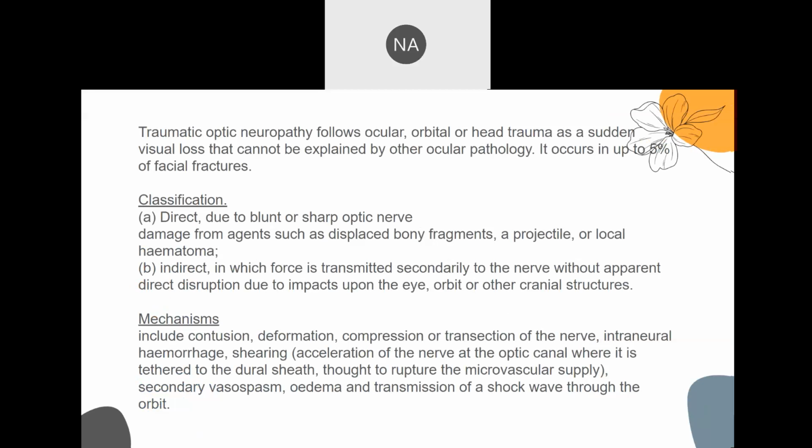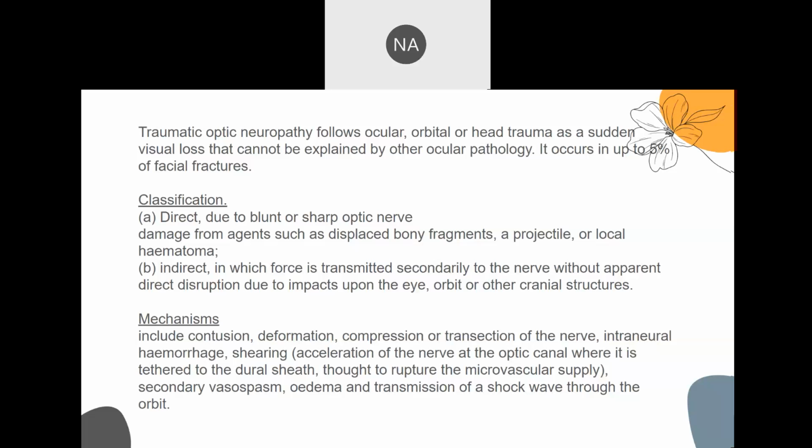So traumatic optic neuropathy following ocular, orbital or head trauma is a sudden visual loss that cannot be explained by other ocular pathology. It occurs up to 5% of facial fracture. So classification terbagi pada dua, direct dan indirect.